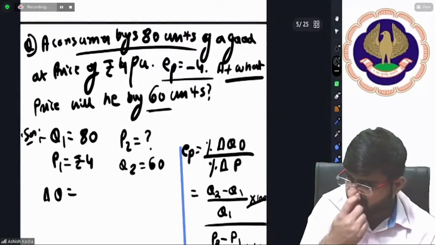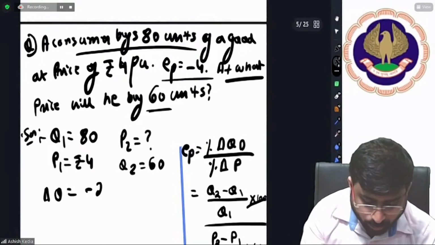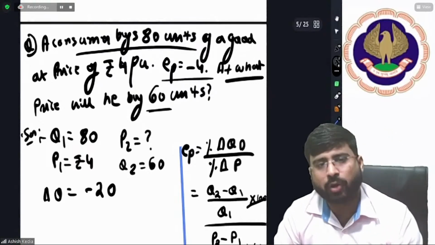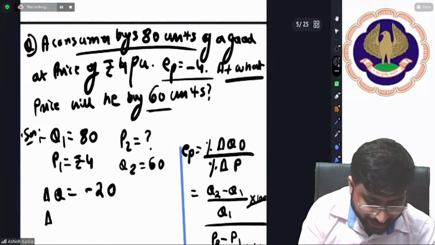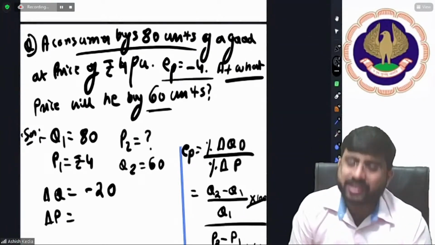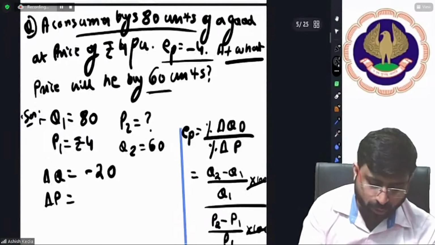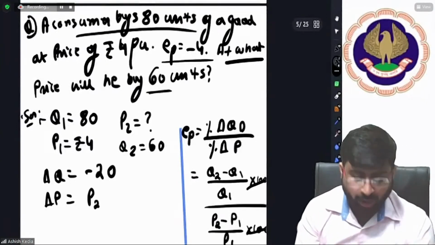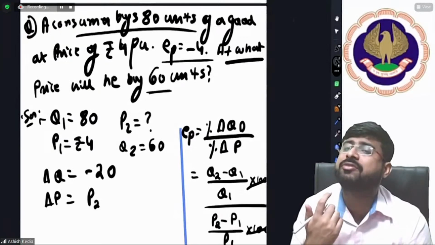From 80 to 60, it means it has fallen by 20, so we will put a minus sign to indicate the falling nature. Price, we don't know what it is. So what I can write is, change in price is equal to, we obviously know since quantity has fallen, price must have risen. So change in price is P2, which we believe will be greater.